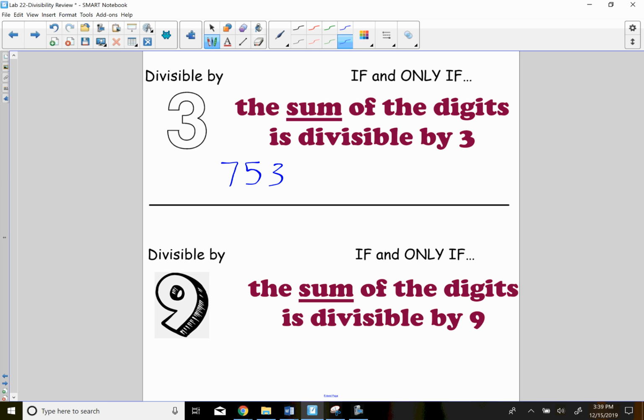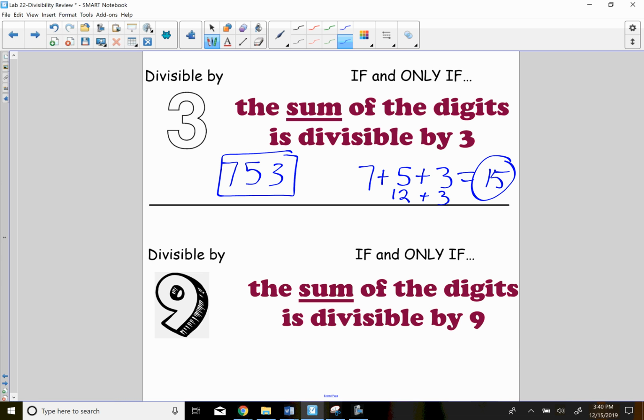Let's see, 753. Is this divisible by 3? To figure that out, I have to take the 3 digits that make this number, 7, 5, and 3, and add them up. So 7 plus 5 is 12. 12 plus 3 is 15. 15 is a multiple of 3. I can take 15, divide by 3, and get a nice, neat whole number. So this number is divisible by 3.